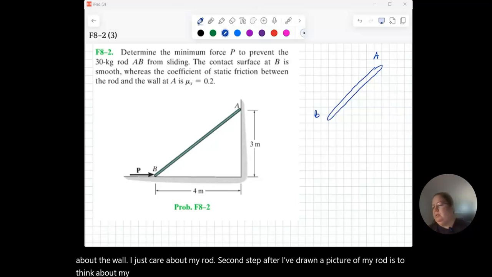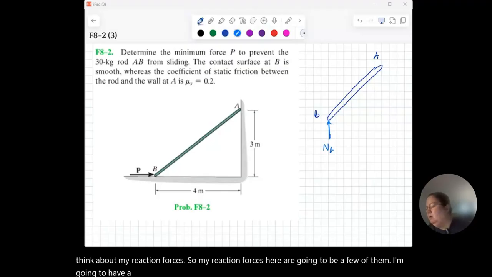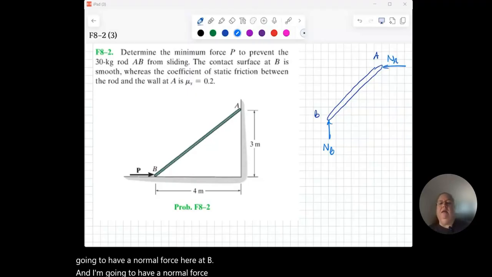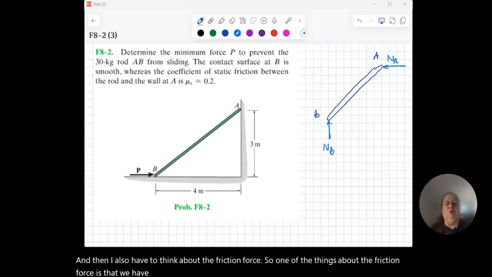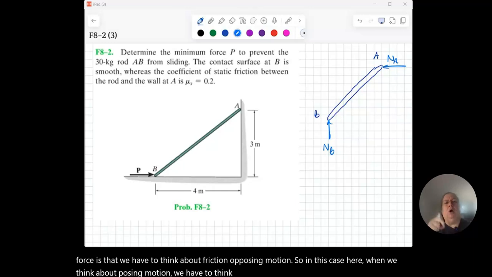My reaction forces here are going to be a few of them. I'm going to have a normal force here at B, and a normal force here at A. And then I also have to think about the friction force. One of the things about the friction force is that we have to think about friction opposing motion. So in this case, we have to think about what direction my rod wants to move.